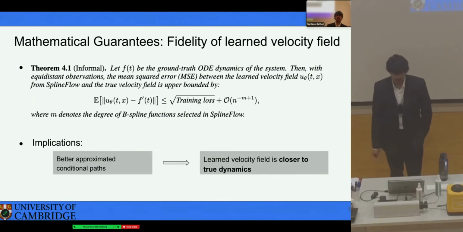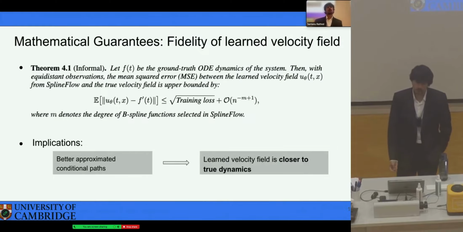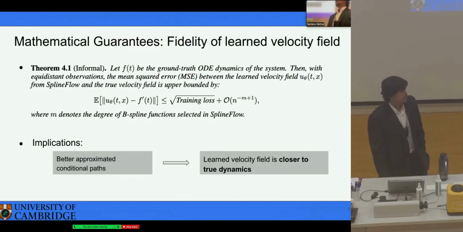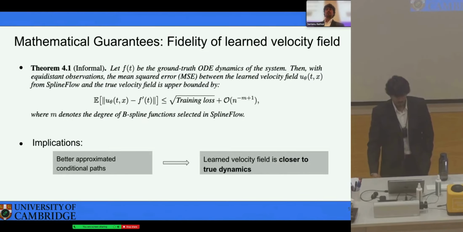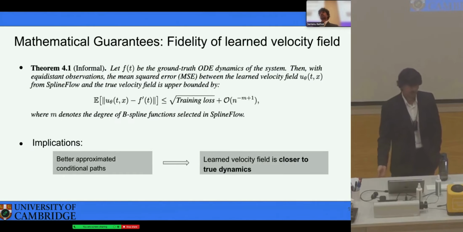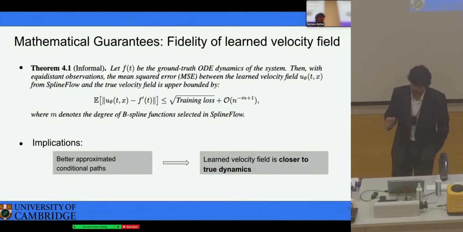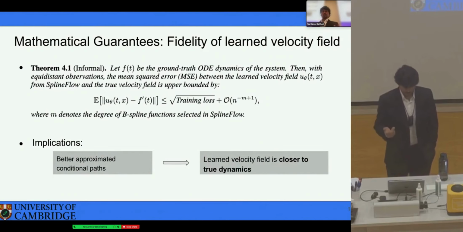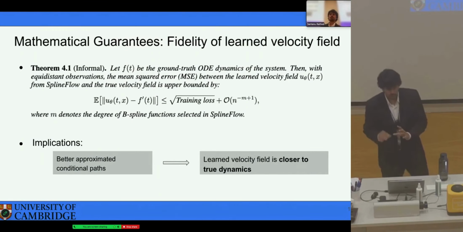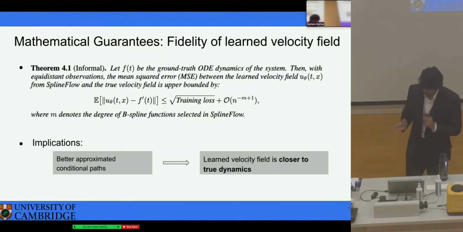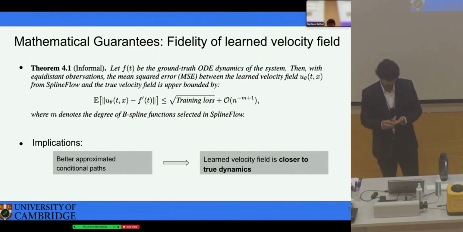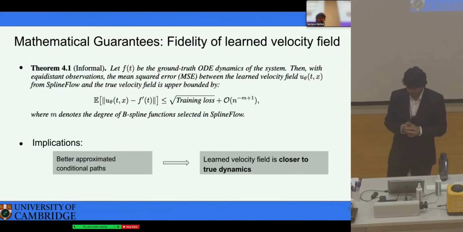And that is in essence what theorem 4.1 is trying to do. It's trying to say what the mean approximation error is between your learned velocity field and the true underlying dynamics, which is f dash of t, so to speak. This is upper bounded by the square root of the training loss and an approximation term, which is of order n raised to minus m plus 1.